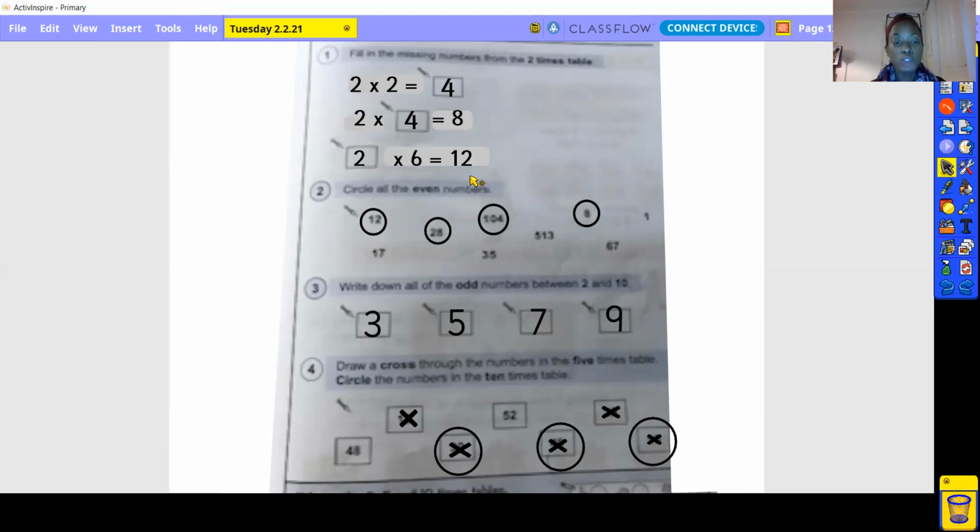Circle all the even numbers. So you should have circled 12, 28, 104, and 8. Here we have all the odd numbers between 2 and 10. 3, 5, 7, and 9. Oh, my book out. Remind myself, because now I've crossed them out, they're not as clear anymore. Oh dear. So, for crossing the numbers in the 5 times table, you should have crossed 15, 25, 30, 40, and 10. Good job. And you should have circled for the numbers in the 10 times table. You should have circled the 30, 40, and the 10.